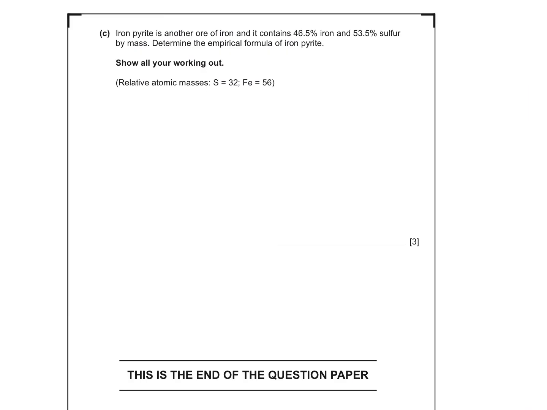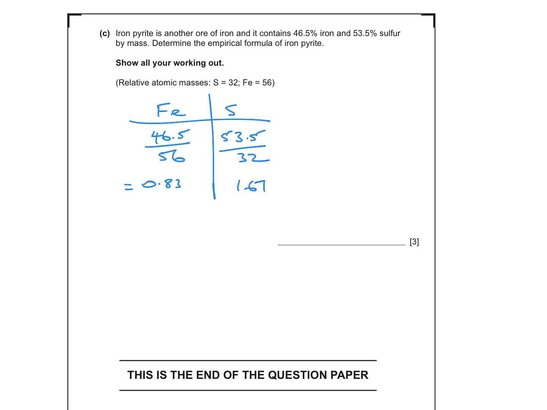And then the final question is where we have to calculate the empirical formula. So we write down the symbols for the elements. So we've got iron, sulfur. Even though we've been given percentages, we just treat them like masses. So we've got 46.5% or grams for the iron, and then we're going to divide that by the RFM, which is 56, and that gives 0.83 moles. We do the same sort of thing for the sulfur. We've got 53.5% or 53.5 grams, divide by the RFM, and that gives us 1.67 moles.